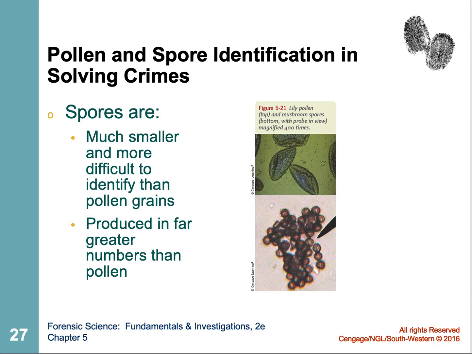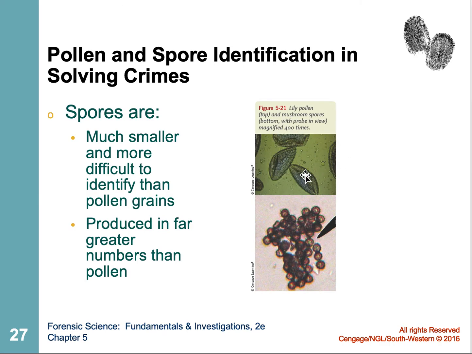So pollen and spore identification and solving crimes. One is, like I said before, spores have both sets of DNA, so therefore you can create the actual organism. You can go all the way to the plant. You have pollen, which is usually a little bit bigger than spores, so it's a little bit harder, but for the most part, it's going to give you a radius as far as how far away that person was.